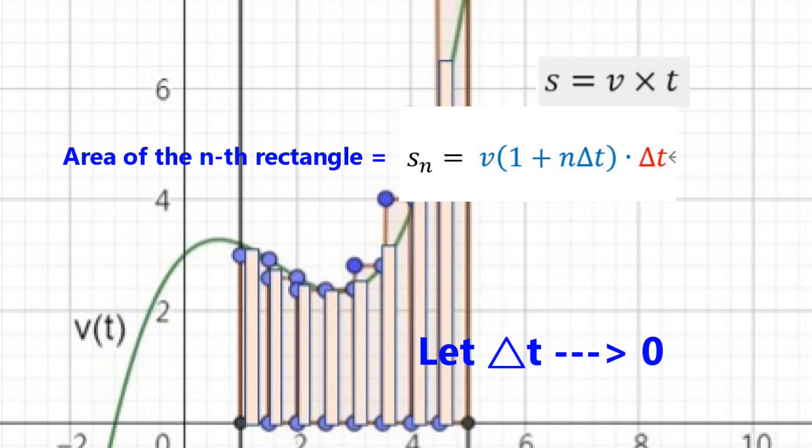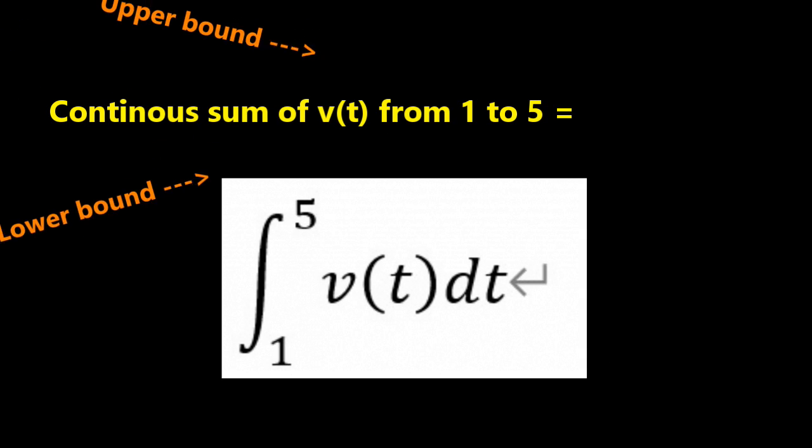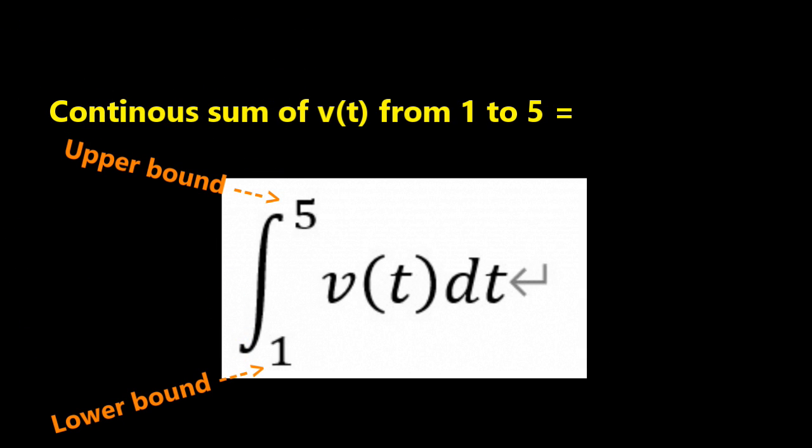Now, make delta t smaller and smaller. Notice the widths of these rectangles approach 0, forming more and more of them. Do you see it yet? The sum of these areas will approach the area under the v of t curve from t equals 1 to t equals 5, eventually having no difference. This is the idea of the integral, with the upper and lower bounds being 5 and 1. It can be written as the following.